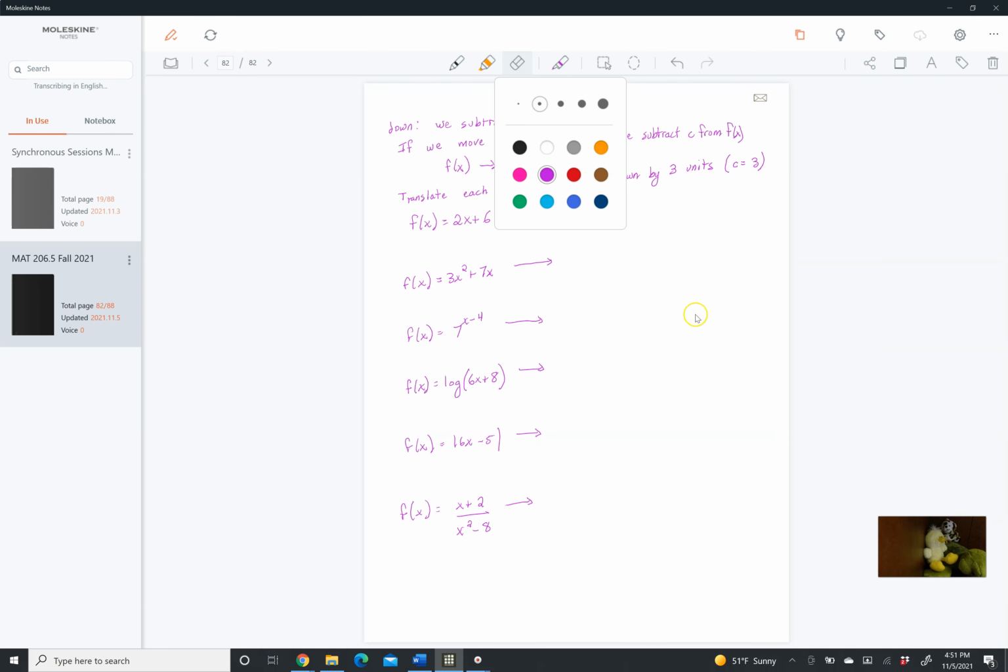You should all be able to stop the video at this point and do this, because once you know how to do up 3, down 3 is really simple because it's just the opposite. So f of x minus 3 says you're taking your whole function, you're putting it in parentheses, and then you're subtracting 3 from it. So what's our whole function? 2x plus 6. This is easy enough to simplify, so we may as well. 2x plus 6 minus 3 becomes 2x plus 3.